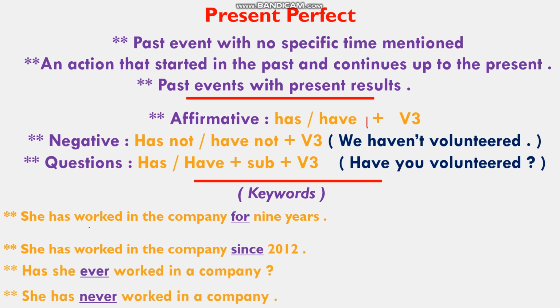خلينا نقرأهم واحدة واحدة ونتذكر إيش اللي بيميز كل واحدة فيهم. She has worked in the company for 9 years. حكينا إنه we use for to tell about the duration of time أو the period of time اللي هي المدة الزمنية. She has worked in the company since 2012. هنا رح يكون في عندي the starting point of the action.